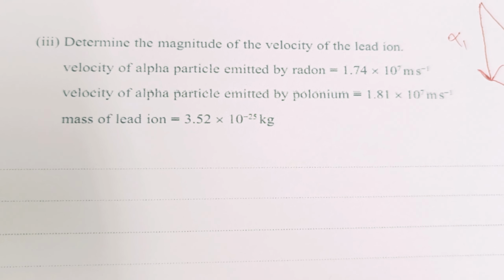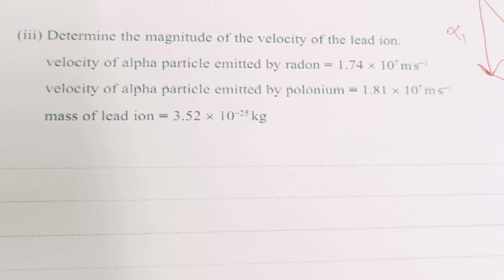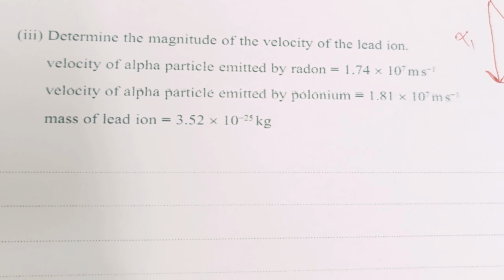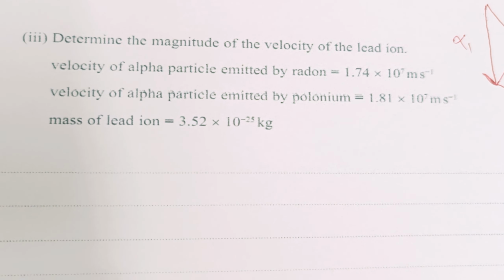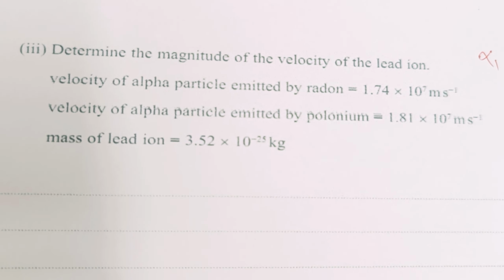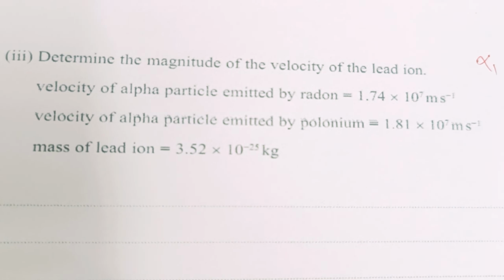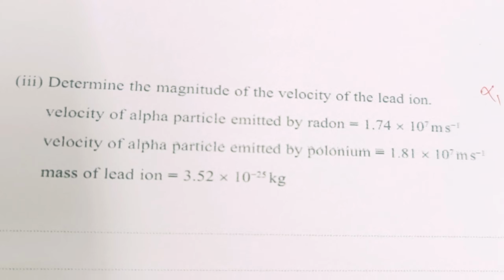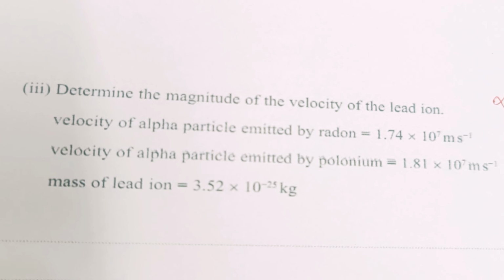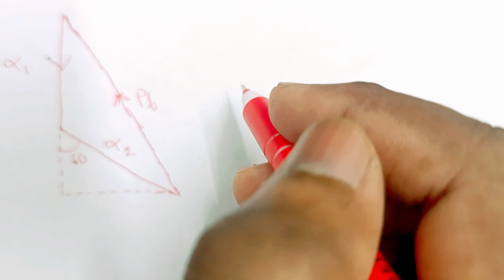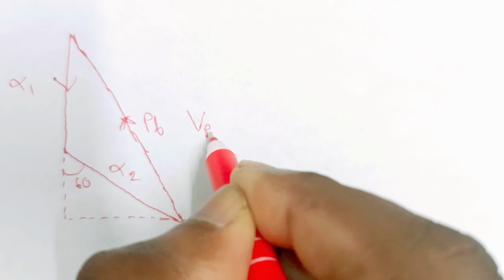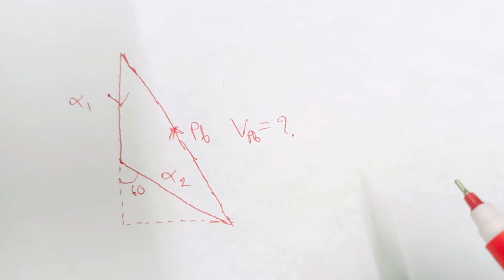lead. Now the next question, 17 part 3: determine the magnitude of the velocity of the lead ion. The velocity of the alpha particle emitted by radon is given, and the velocity of the alpha particle emitted by polonium is also given. The mass of the lead ion is given. The alpha particle contains 2 protons and 2 neutrons, so you can easily calculate its mass by multiplying the mass of a proton or neutron by 4. According to our question, we just have to calculate the velocity of the lead ion. All other information is given.